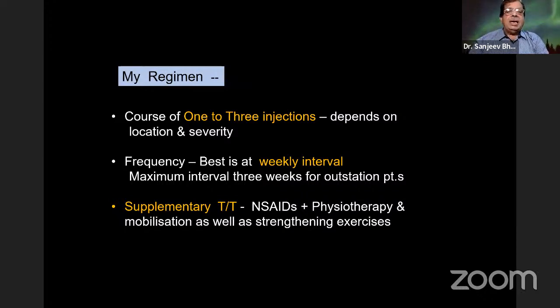Now, my usual regimen is a course of 1 to 3 injections, depending on the location and severity. Usually I like to inject at weekly intervals, 2 or 3 injections for major joints like shoulder or knee joint, and only 1 injection for many other smaller joints. The maximum interval can sometimes be up to 3 weeks if there's an outstation patient and they cannot come really weekly. Of course, in addition to these injection techniques, supplementary treatment in the form of NSAIDs and physiotherapy plus mobilization as well as training exercises are advised.